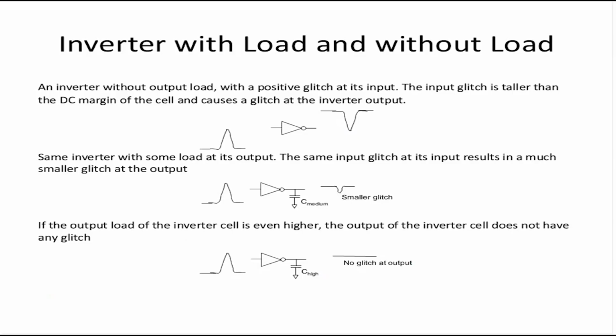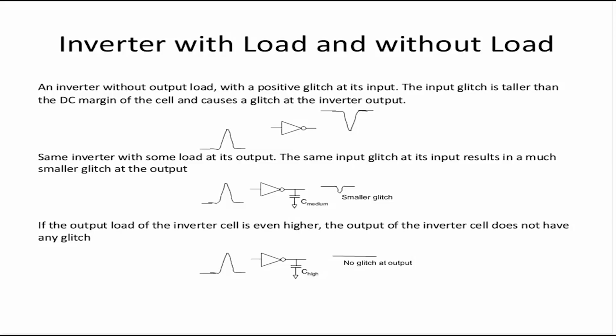Now let's see the case where the output cap is lower or higher. Say there's an inverter without an output load, with a positive glitch at its input. This glitch is being caused by some other aggressor. If there's no load here, the capacitance to ground is almost non-existent, so it will have the maximum effect of the glitch. Assume in all three cases that the glitch at the input is greater than the DC noise margin, and it will cause a glitch at the inverter output.